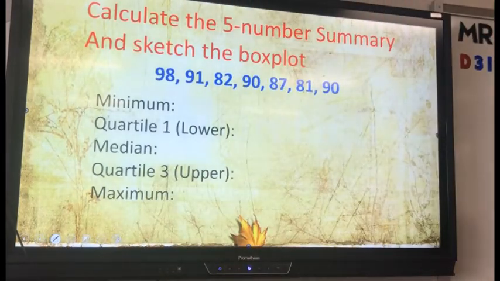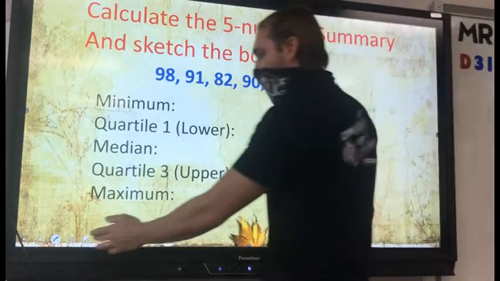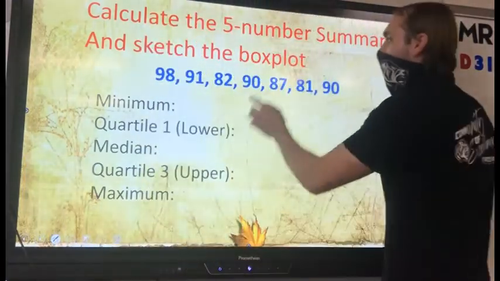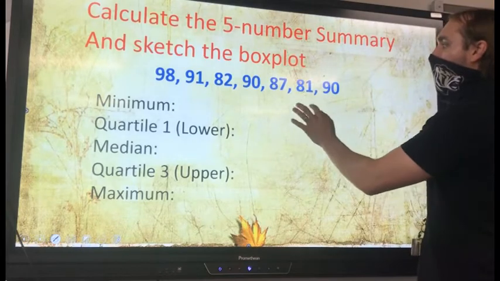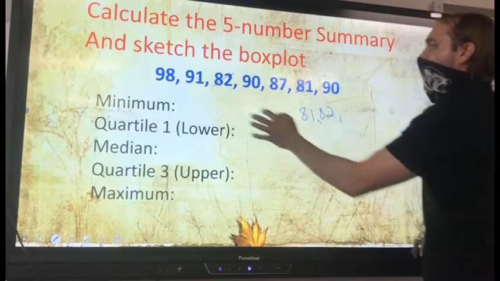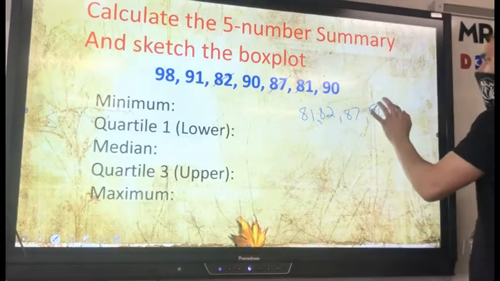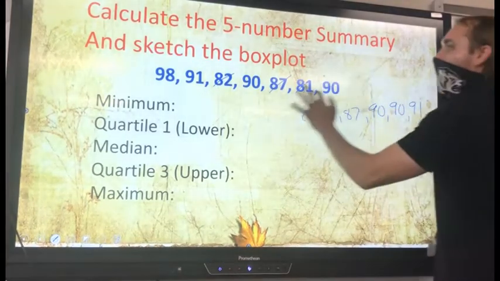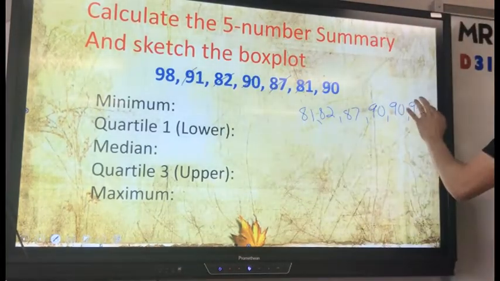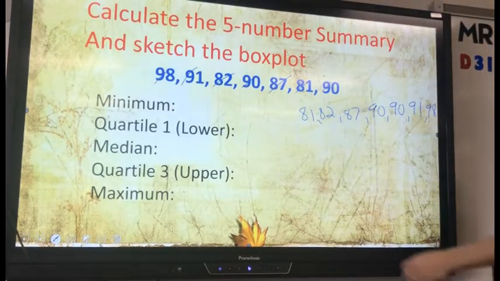All right, you give it a shot. Calculate my 5-number summary and sketch the box plot. Okay, first thing I need to do is set these in order, right? So what's my lowest grade? 81. Then I have an 82. And then 87. 2 90s. A 91, and a 98. What is my minimum? 81.